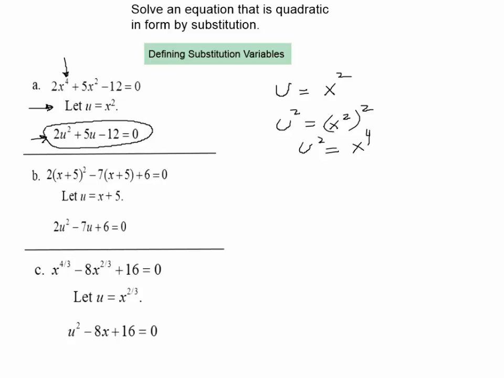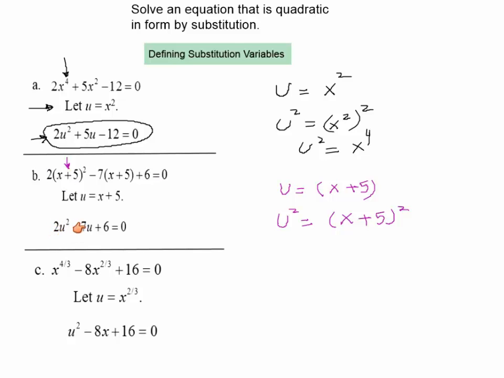This is another example here. I'm making the substitution: I'm going to let u be equal to this middle term here, x plus 5. If I square both sides, u squared is equal to x plus 5 squared, and it's right here. So I can write this as 2u squared minus 7u plus 6 equal to 0. Once again, we are forcing this equation to look like a second order equation.